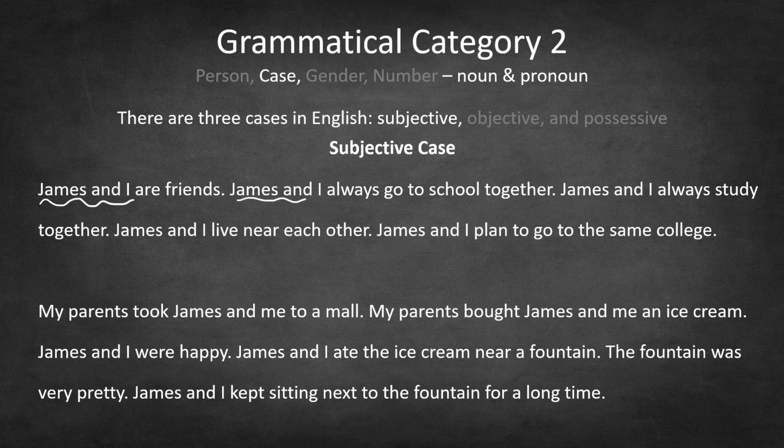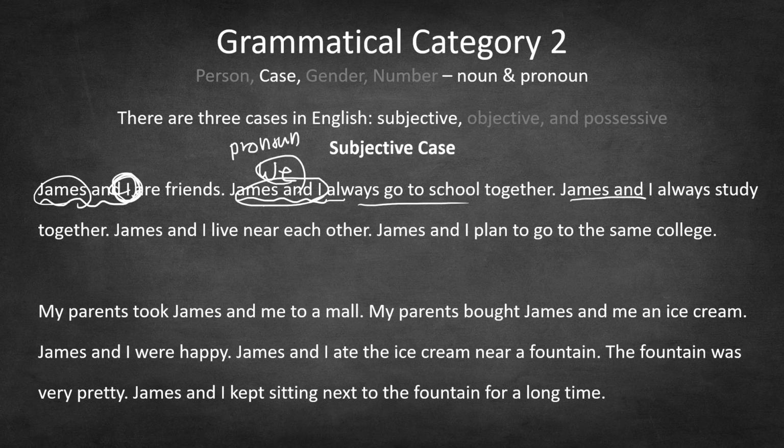So this time you have to use a pronoun. What is the pronoun for James and I? Yes, if you have I, it always has to be we. James and I are friends. We always, instead of James and I, we always go to school together.